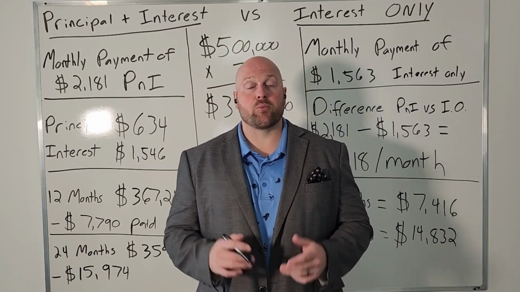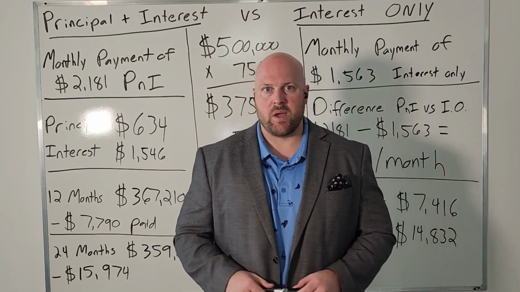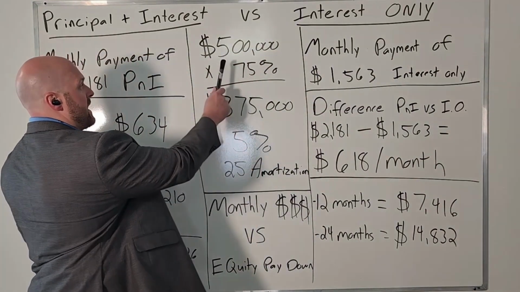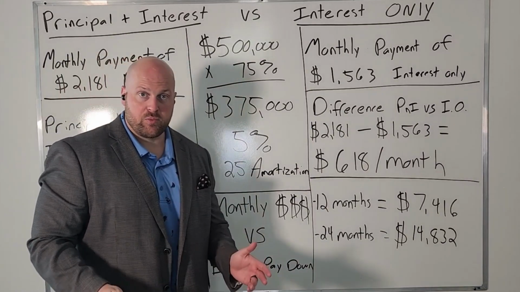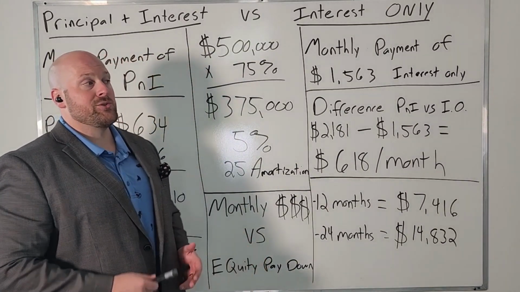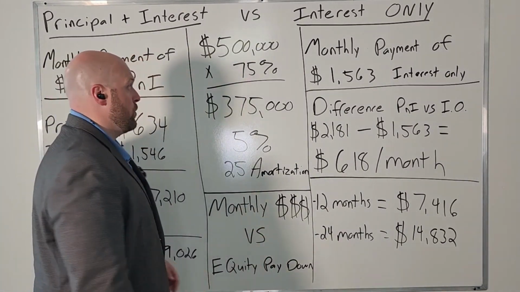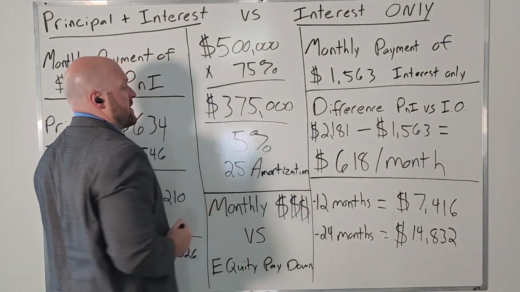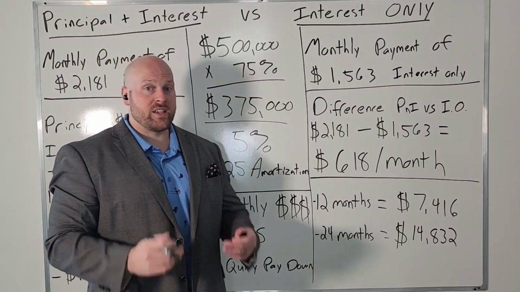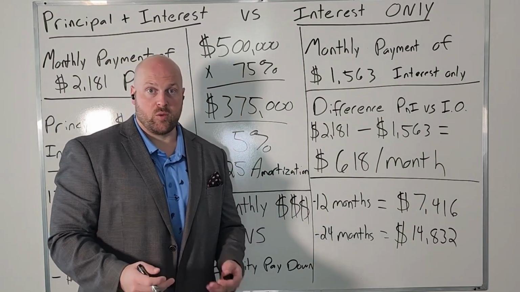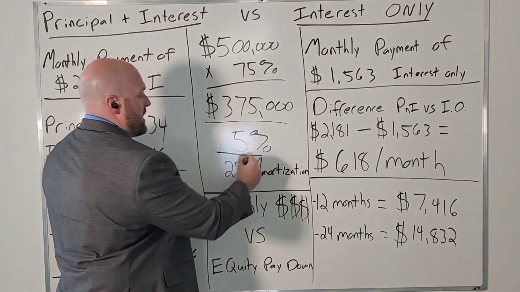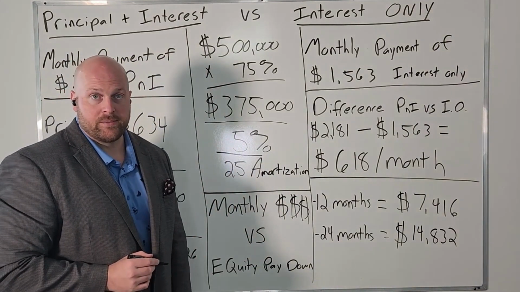I want to talk about principal and interest versus interest-only payments, and I'm going to build out a scenario for you. So let's take a $500,000 purchase price, and let's do 75% loan to value, which would be $375,000. So this will be your first mortgage. This will be what the bank will lend to you, and I'm doing some easy math here. I am assuming a 5% interest rate.